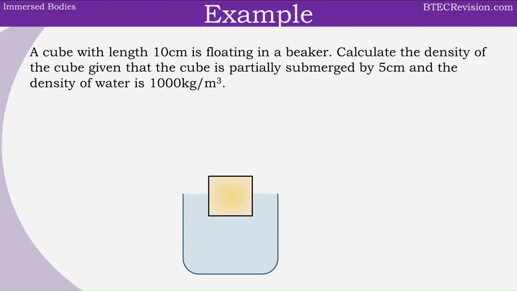Now, let's look at an example. A cube with length 10 centimeters is floating in a beaker. Calculate the density of the cube given the cube is partially submerged by 5 centimeters and the density of water is 1000 kilograms per meter cubed. Firstly, we can start by writing down the parameters. We have the volume of the cube, which is equal to 10 times 10 times 10 centimeters cubed. So that's 1,000.